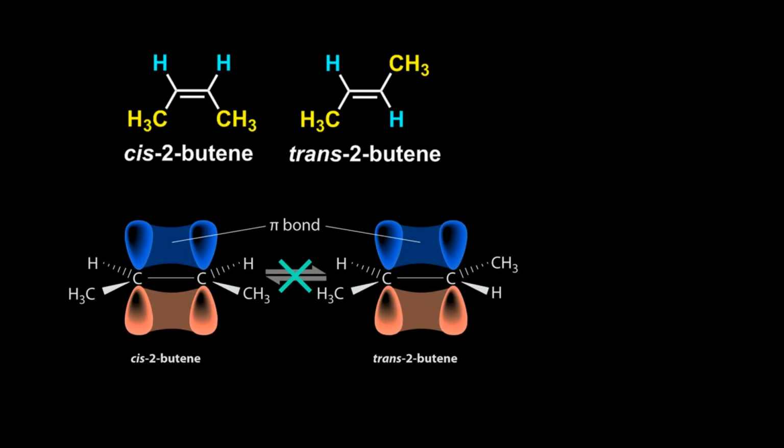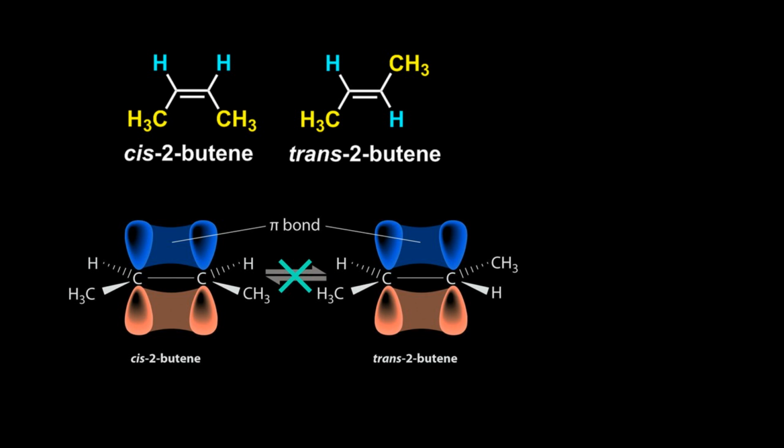Let's take a closer look at cis-2-butene and trans-2-butene. In cis-2-butene, both methyl groups are on the same side of the double bond, but in trans-2-butene, they're on opposite sides. Now here's the key point. The double bond contains a pi bond, and that pi bond is what prevents rotation. So you can't just twist the molecule to flip between cis and trans. To make that change, you'd have to break the pi bond, rotate one part of the molecule, and then rebuild the bond, which isn't something that happens under normal conditions. That's why cis and trans isomers are real, stable structures, and they even have different physical properties like boiling point and polarity.